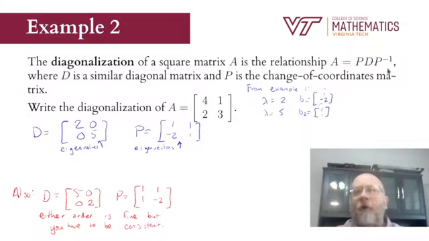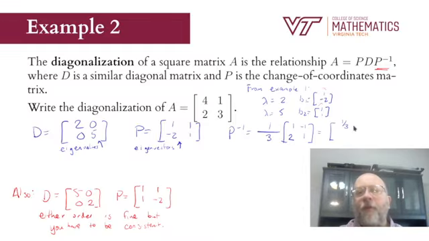But there's a third part to the diagonalization, that's calculating the inverse of P. So that's 1 over the determinant of P. That's 1 minus negative 2, which is 3. And then the main diagonal switches positions. The other diagonal switches signs. And so that's the matrix 1/3, negative 1/3, 2/3, and 1/3.